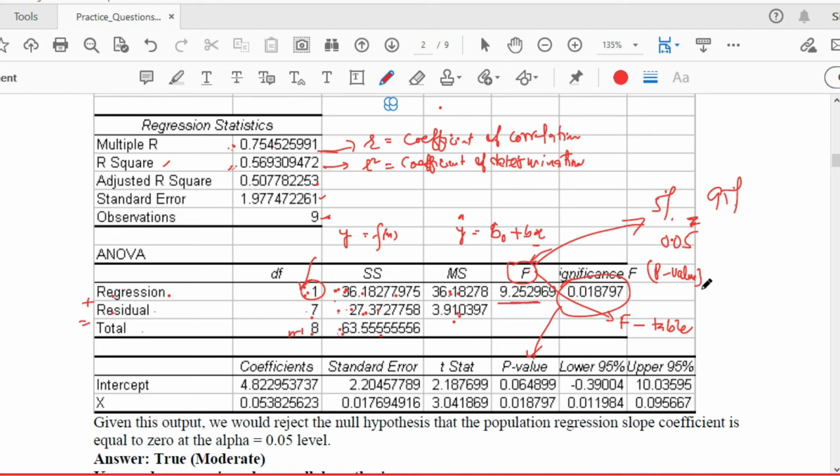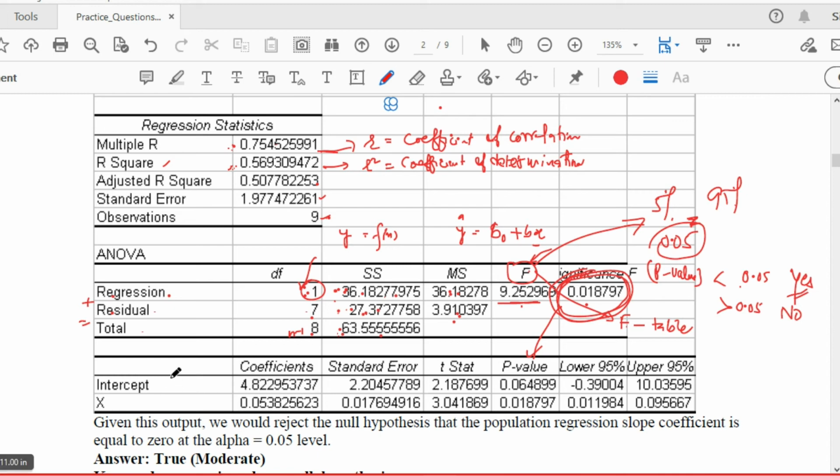So how to check it? The same decision will come either from the table or from the direct p value. Please remember, if the p value is less than 0.05, we say yes, there is a relation between x and y. If this value is more than 0.05, we say no. So here you see this value is less than 0.05, so we say yes, there is a relationship between x and y.